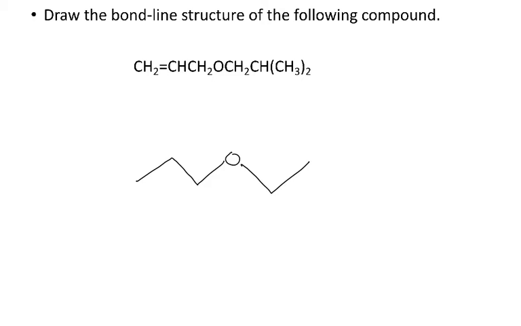I'll go ahead and fill in the parentheses now. On that last carbon, I've got 2 CH3s. So there's 1, and then the other one. The oxygen was only attached to carbons, so it's good, and I just need to put the double bond in between carbons 1 and 2.